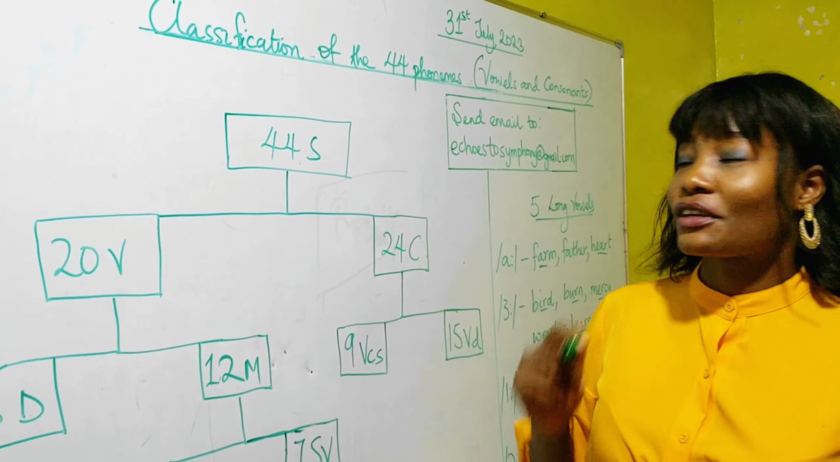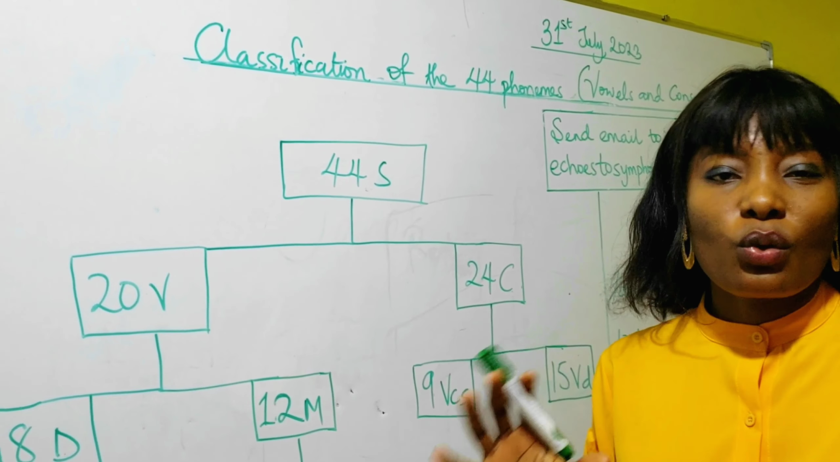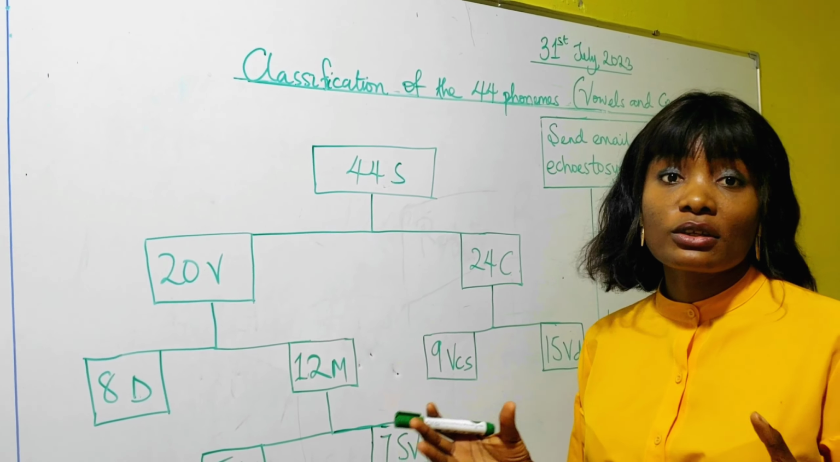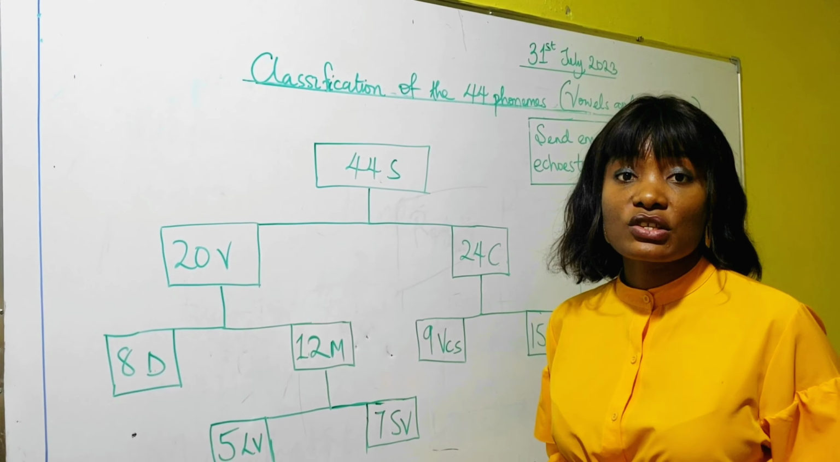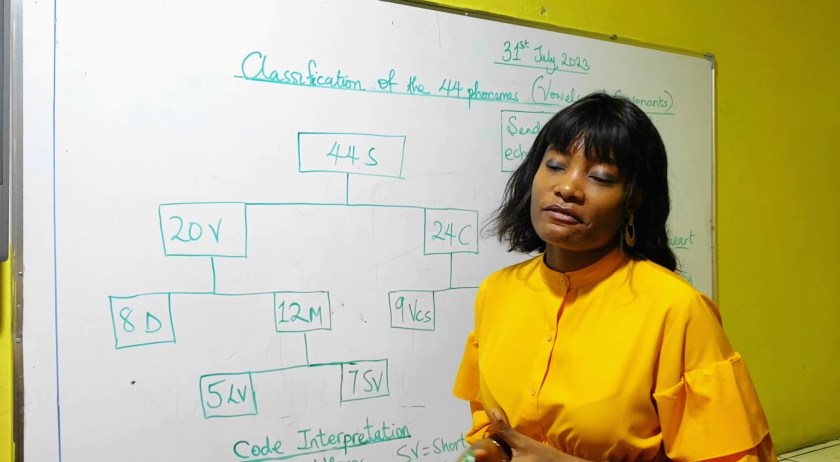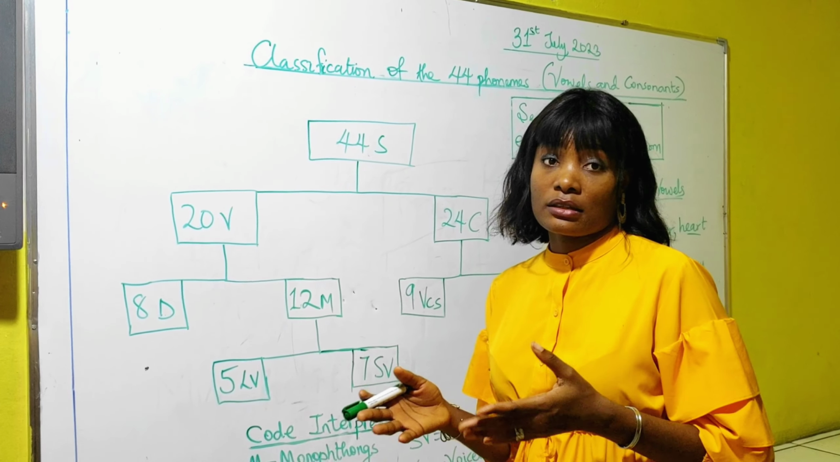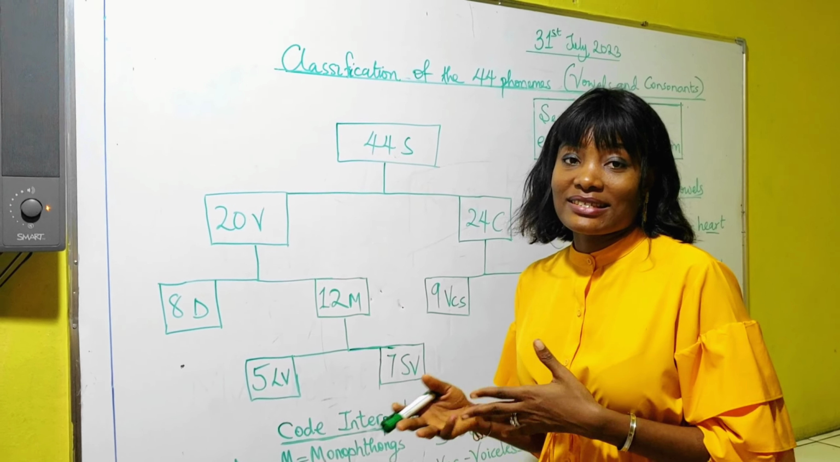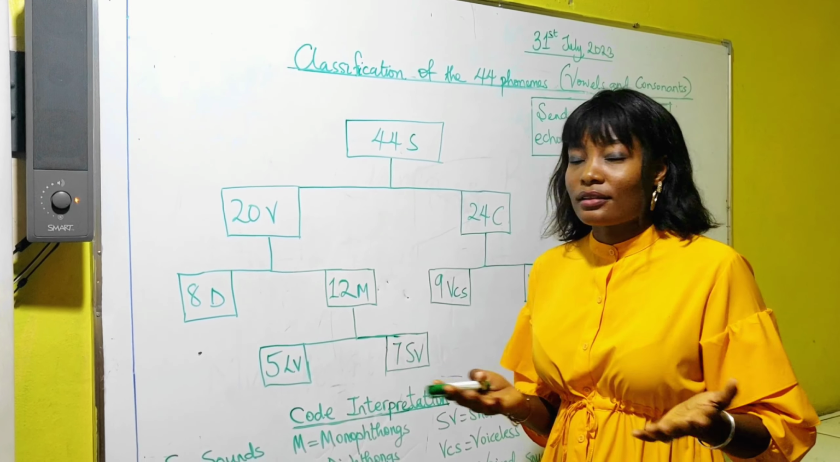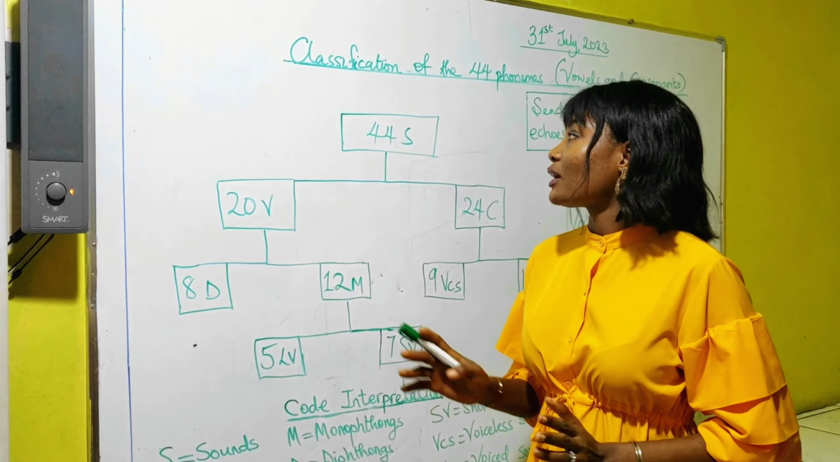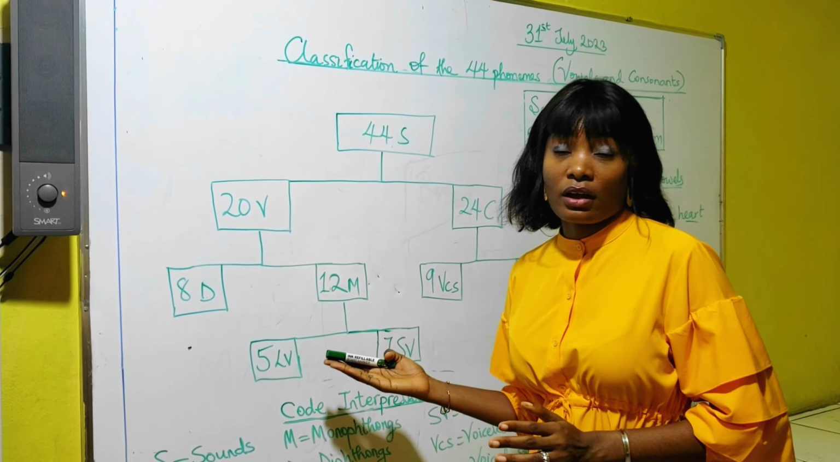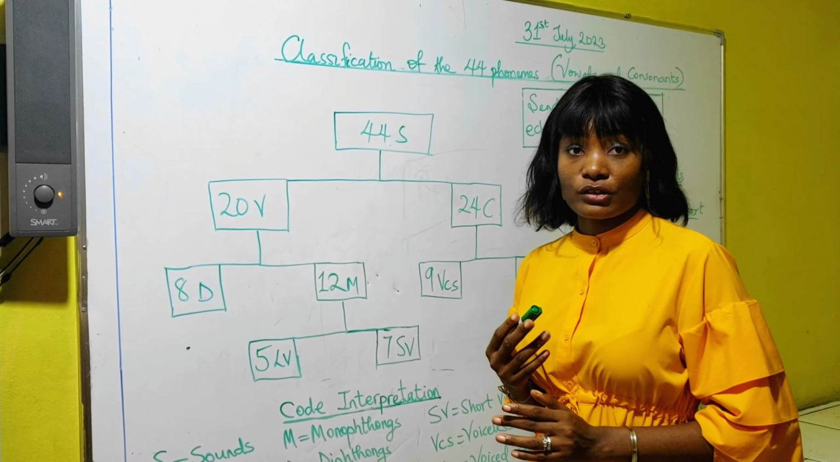Okay, so classification of the 44 phonemes. What are phonemes, first of all? Phonemes are sounds. The smallest unit of a sound is a phoneme. And in English, we have 44 of those. Now, you may find some other videos that say it's 42, some say 46, 45. The numbers vary, but generally accepted, it's 44. And I've taken the liberty to prepare this table for us to look at.